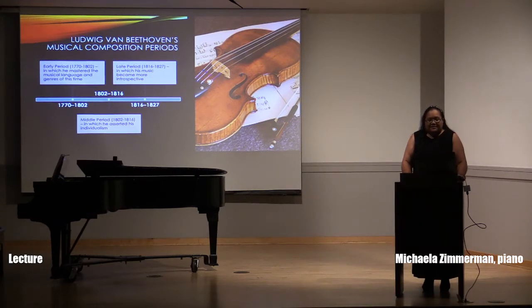The middle period was from years 1802 to 1816, in which he asserts his individualism in the music he composes. The late period was from years 1816 to 1827, in which his music became more introspective. I would like to focus on the early period, as this was the period in which the sonata was written.